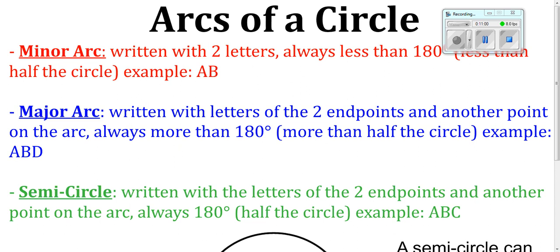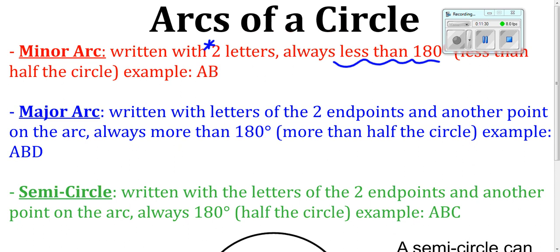So there's a couple different arcs that we're going to talk about: the minor arc, the major arc, and a semicircle. Minor and major, think about what those words mean. Minor, small; major, big. Think minor leagues, major leagues. Minor being the lower level in baseball, majors being the higher level. So a minor arc is written with only 2 letters. Keep that in mind. And it's always less than 180. Never equal to, less than. So it could be 179, it could be 1 degree. But it's always less than 180, which is half of the circle.